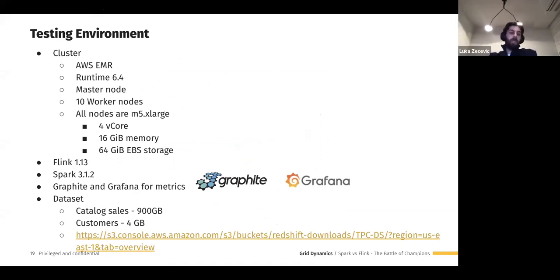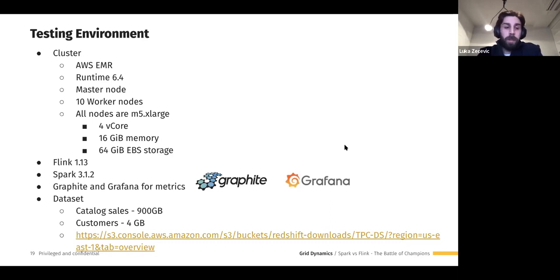So that was the theoretical part. I'm going to tell you about our experience with Flink hands-on. To start, we were performing our work on Amazon Cloud. We were using AWS EMR, the latest runtime, which is 6.4. It has by default Flink 1.13 and Spark 3.1.2.